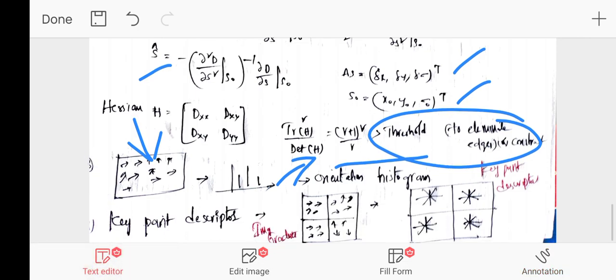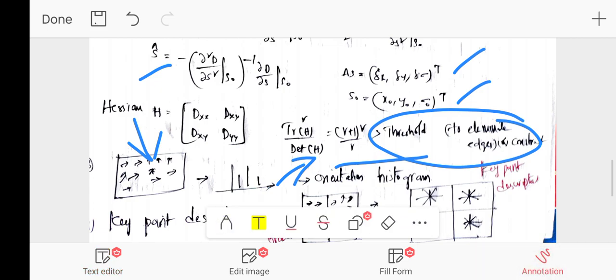And the last step is the key point descriptor. Key point descriptor means that once you know the location, you will take a 16x16 image.